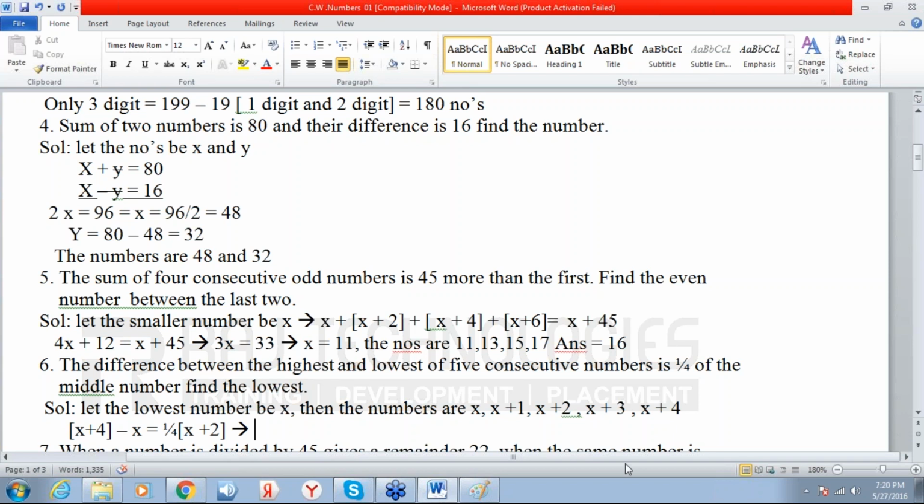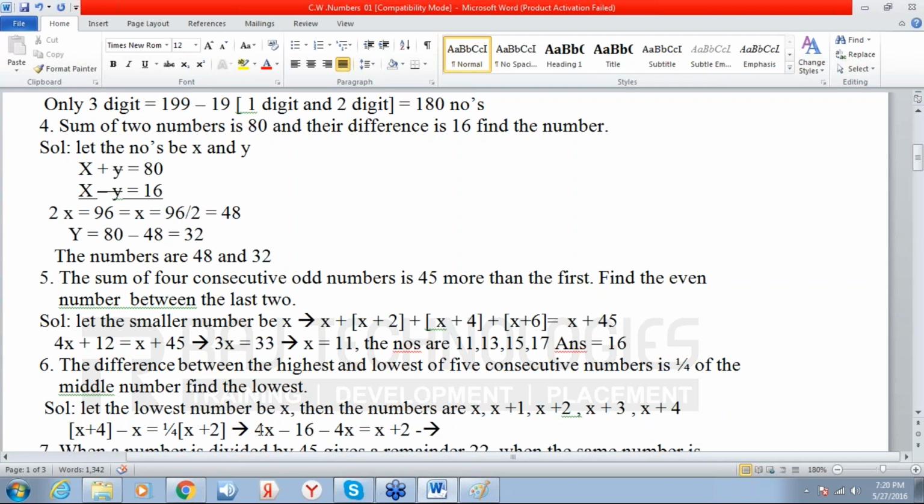So here we cannot divide x plus 2 by 4. Even if we can divide it, it takes a lengthy procedure. Instead of dividing x plus 2 by 4, we will multiply this resultant value by 4. So it gives 4x minus 16 minus 4 is equal to x plus 2 plus x plus 2.